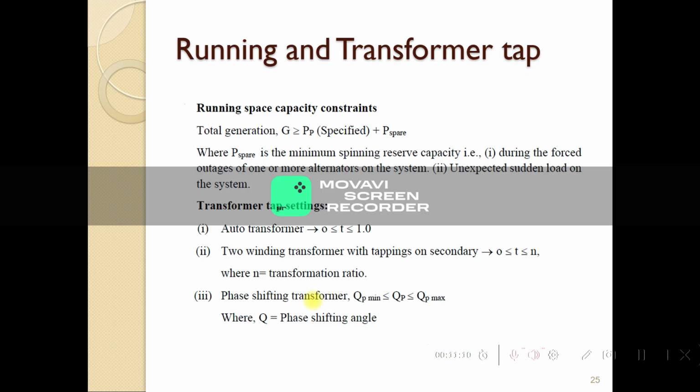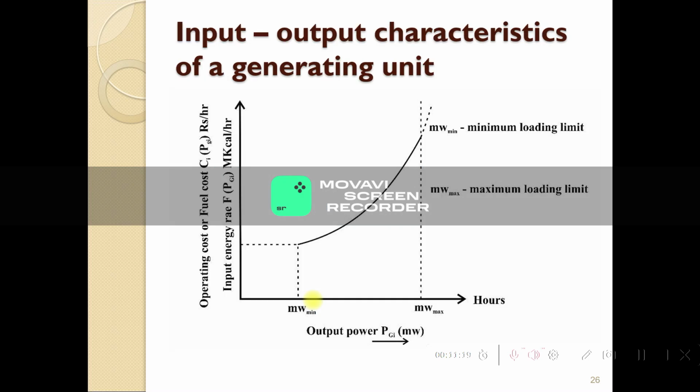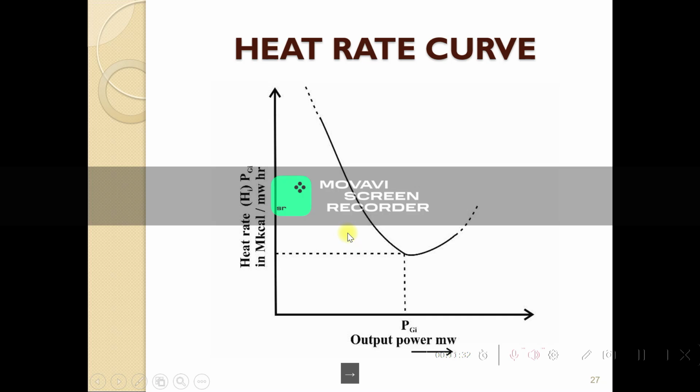Transformer tap changing was already discussed in the last unit, the third unit: on-load tap changing transformer and off-load tap changing transformer. So, input and output characteristics of generating units: output power, operating fuel costs, minimum loading limit and maximum loading limit. This is called a heat rate curve, with output power in megawatts on the x-axis and the heat rate on the y-axis.